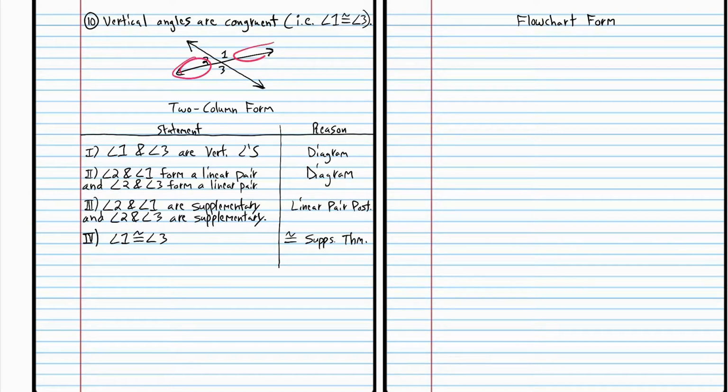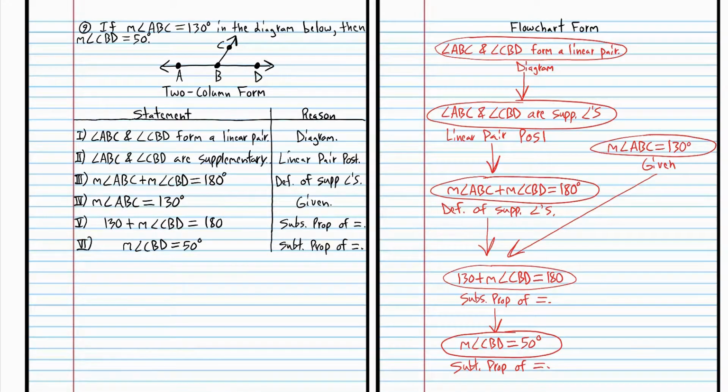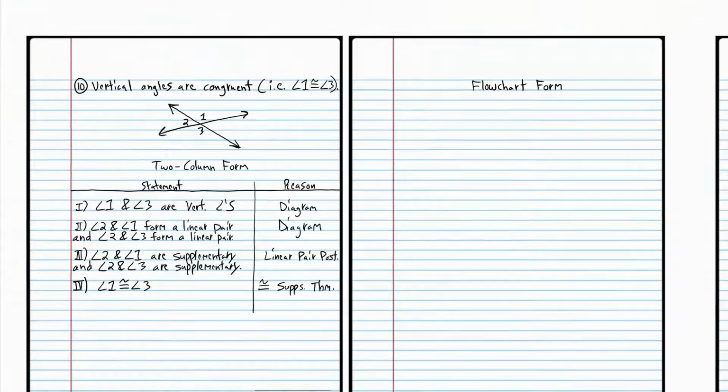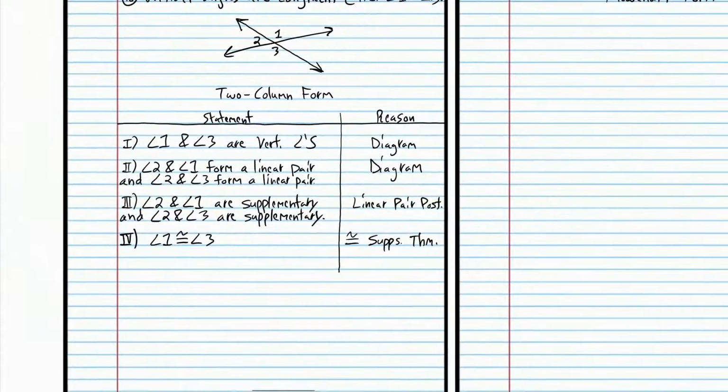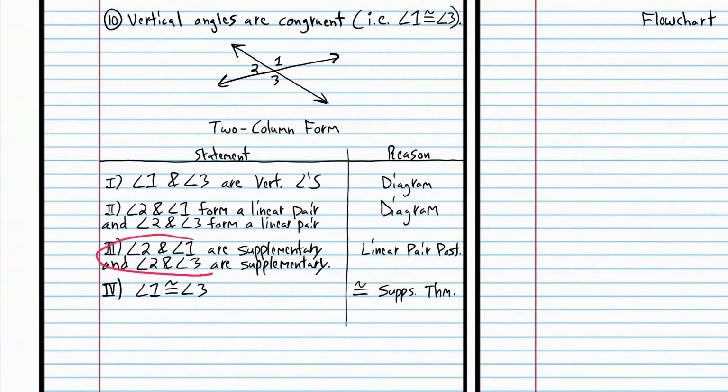Because these rays are going in opposite directions and this angle and this angle share a common vertex, it's a linear pair. But angle 2 and angle 3 are also a linear pair. They share a vertex and their non-common rays are going in opposite directions. So because 1 and 2 form a linear pair, they must be supplementary, and because 2 and 3 form a linear pair, they must be supplementary also.